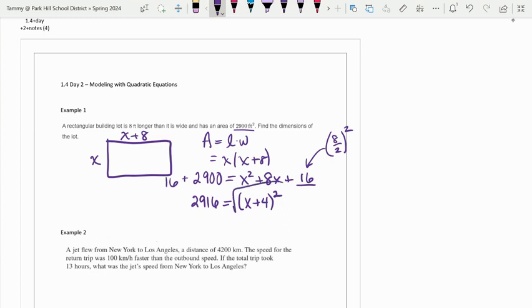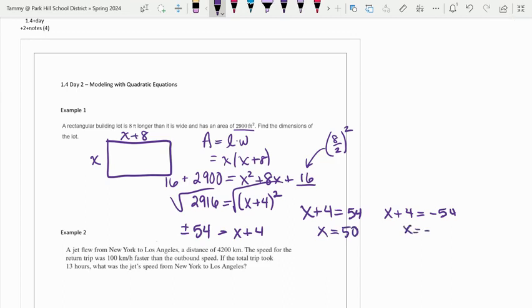Take the square root of both sides. So I'm taking the square root of 2,916, which is 54. And normally I would put plus or minus 54 equals x plus 4. But we're dealing with area, so we'll look at both answers, but realize only one answer can make sense more than likely. So x plus 4 can equal 54, or x plus 4 can equal negative 54. In the first one, I solve it and get x equals 50. Subtracting 4 here, you get x equals negative 58.